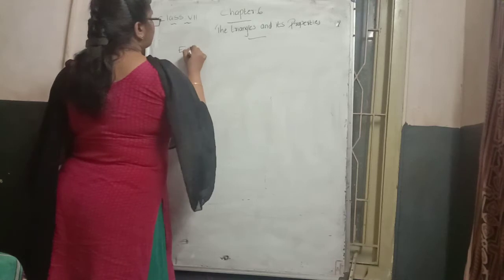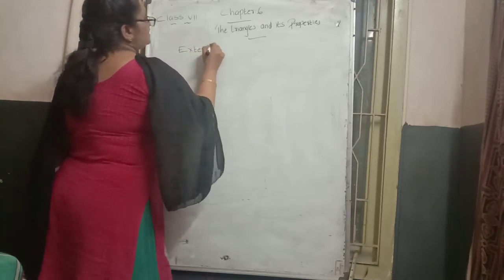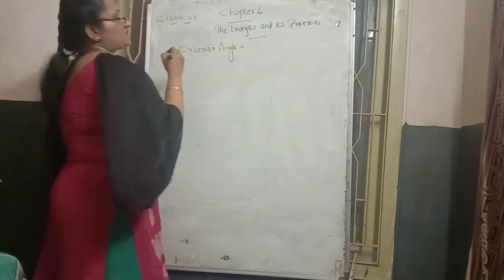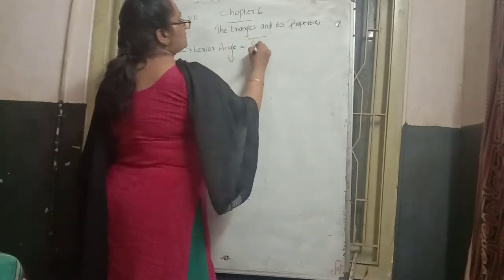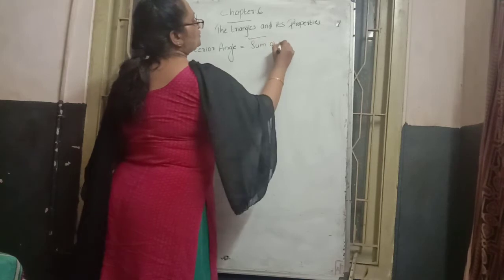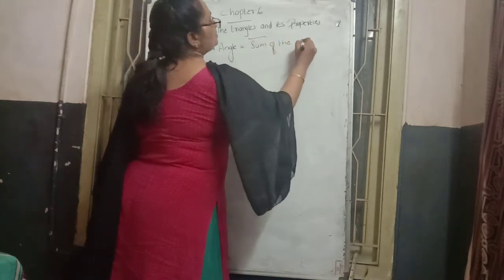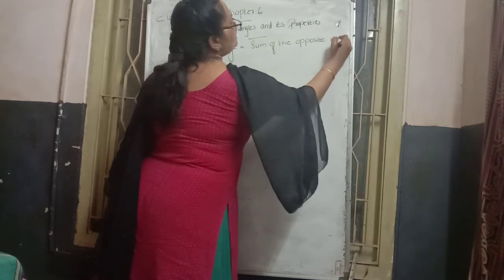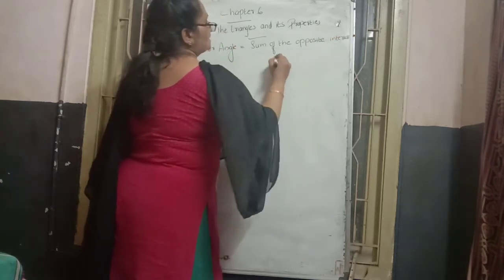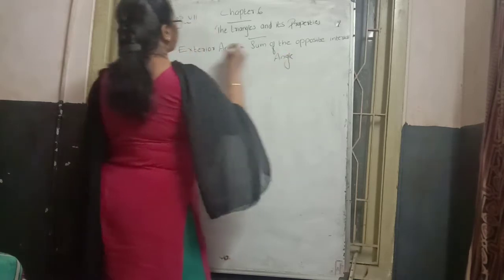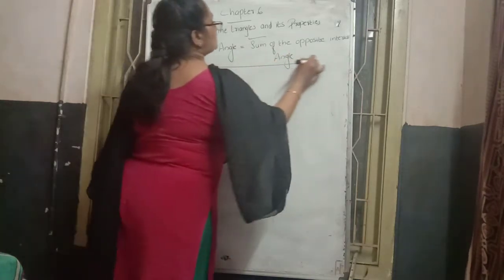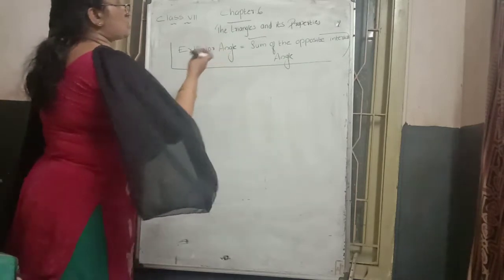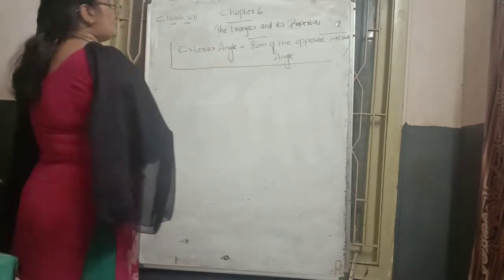The property says that the exterior angle is equal to the sum of the opposite interior angles. That is one important property. Using this property, we can solve some problems.